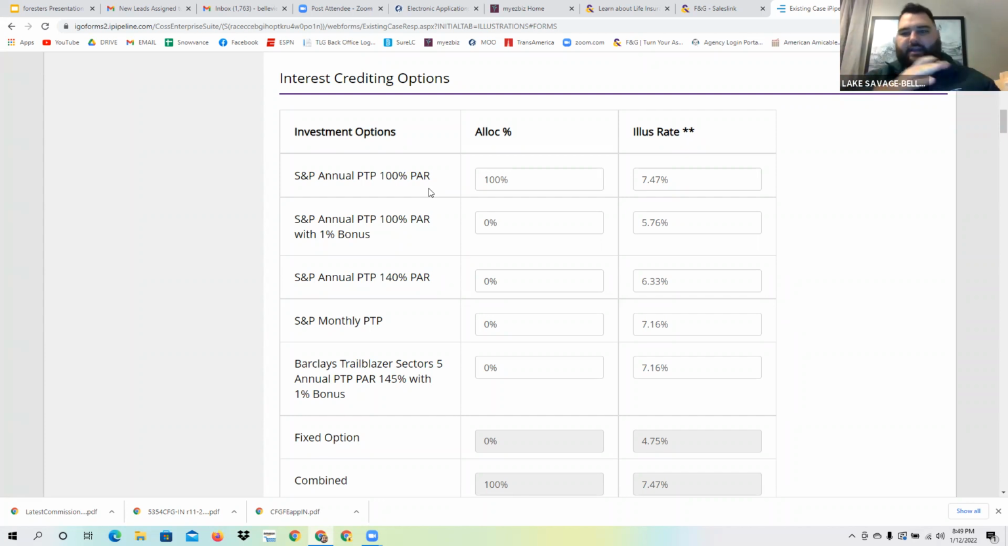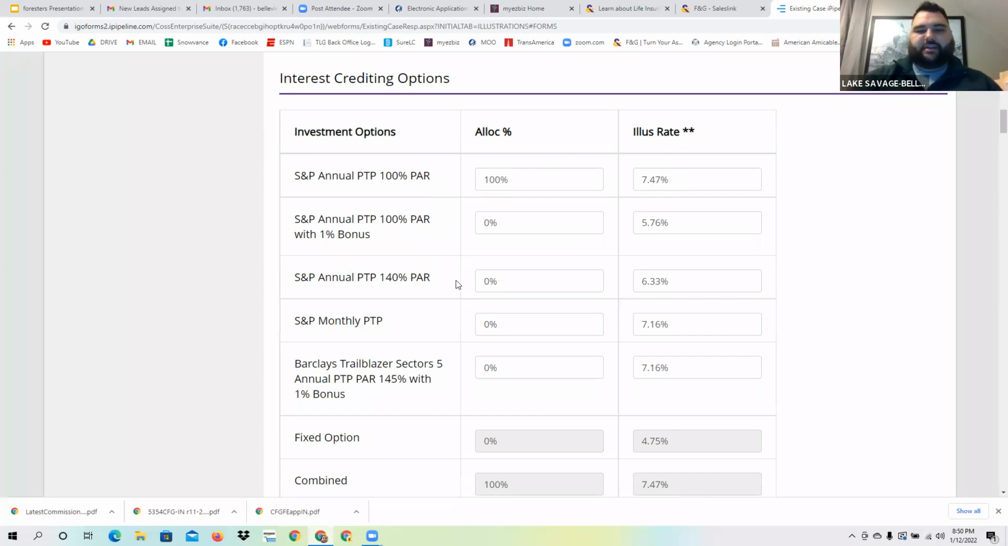Okay, so it's a look back. They're looking back at what last year did. They're going to credit it to you for the next year. Make sense? Okay, so the illustrated average rate is 7.47. That's the average over the last 20 years the S&P has done. S&P point to point with a 1% bonus means that whatever you're earning, you're going to earn 100% of the current rate plus 1%. So if last year's rate was 8%, you're going to get 9% for the next year. Okay.